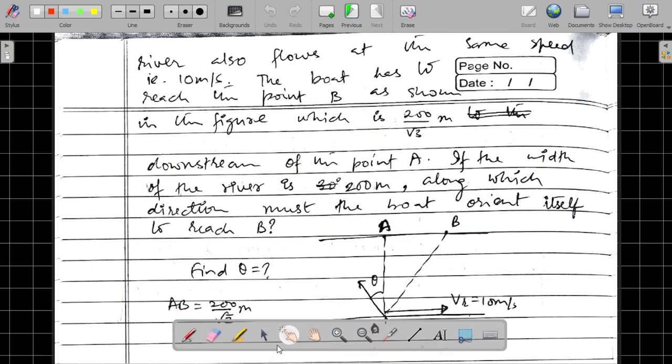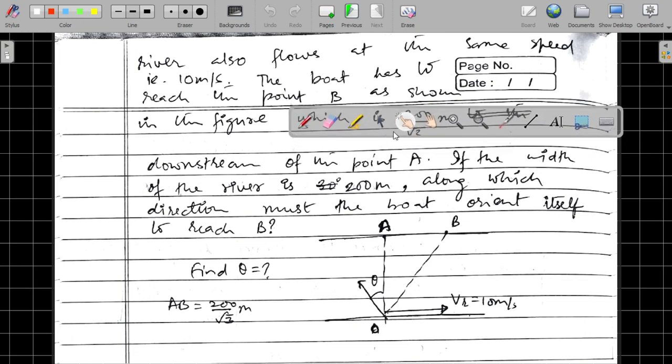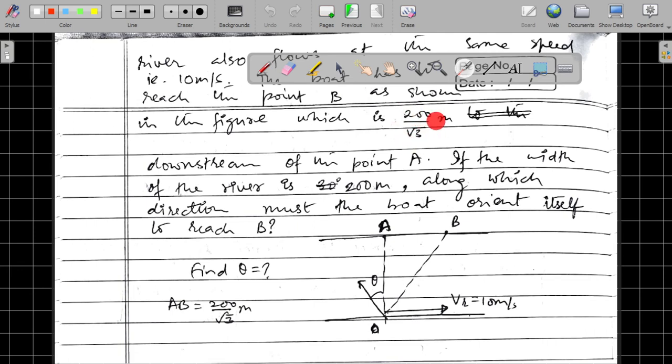The question is that you have to start from point O and you have to reach point B. This distance AB is given to us. It is 200 root 3 meters. This distance is 200 root 3.